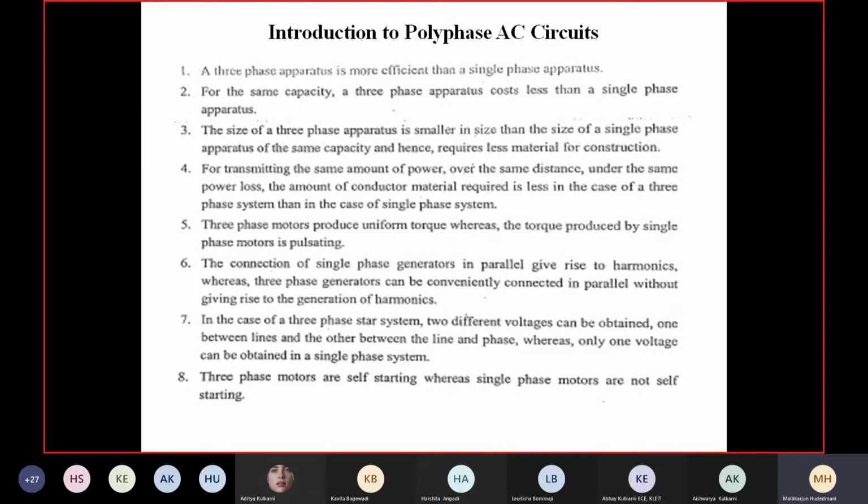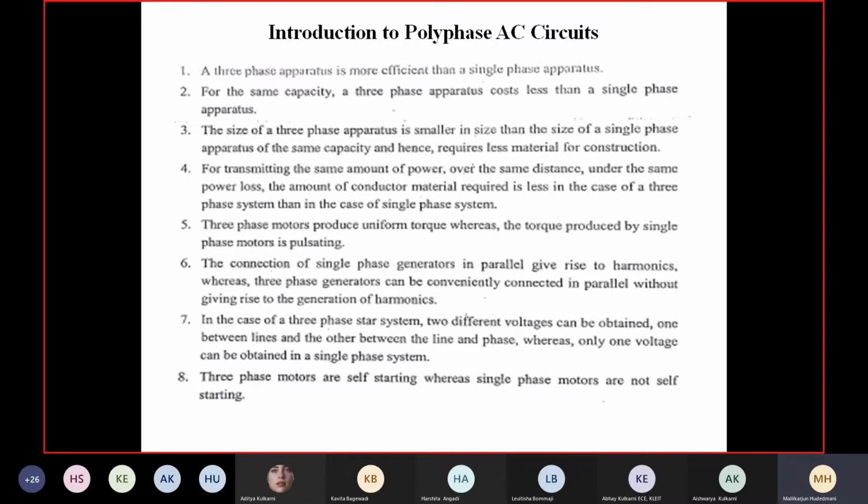Then the next point, three phase motors are self-starting, whereas single phase motors are not self-starting. Hence three phase AC system is popular. You might have seen in our individual domestic houses, water pumping motors are fixed with a capacitor to start the motor. You will have a single phase motor to pump the water from the underground sump to the overhead tank. That time you will be using a small quarter HP, half HP or 1 HP kind of motor to pump the water from the underground tank to the overhead tank.